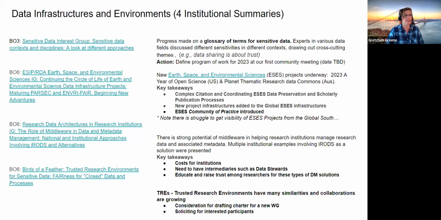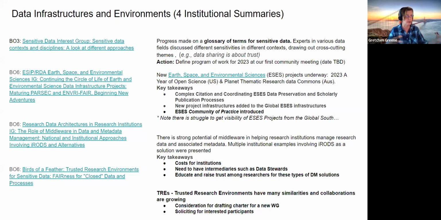For the Earth, Space, and Environmental Sciences, ESS, there's a couple of big projects underway. In the US, this year is the Year of Open Science. It's a big initiative all across the US, and it's pretty big in this particular discipline area for ESS. And there's also, in Australia, the Planet Thematic Research Data Commons. So lots of activity. They're looking at complex citations and how to coordinate ESS data preservation with scholarly publication processes.